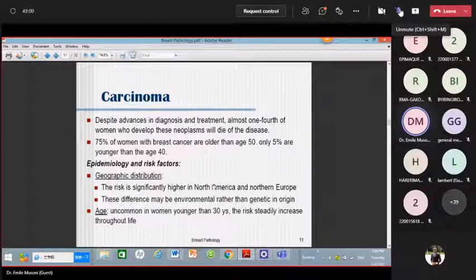Most of the time, the cancer found in the breast is ductal carcinoma. Lobular carcinoma can also be found, but the most common is ductal carcinoma. Ductal carcinoma has several subtypes. It can be tubular, mucinous, metaplastic, inflammatory, medullary. There are several subtypes.